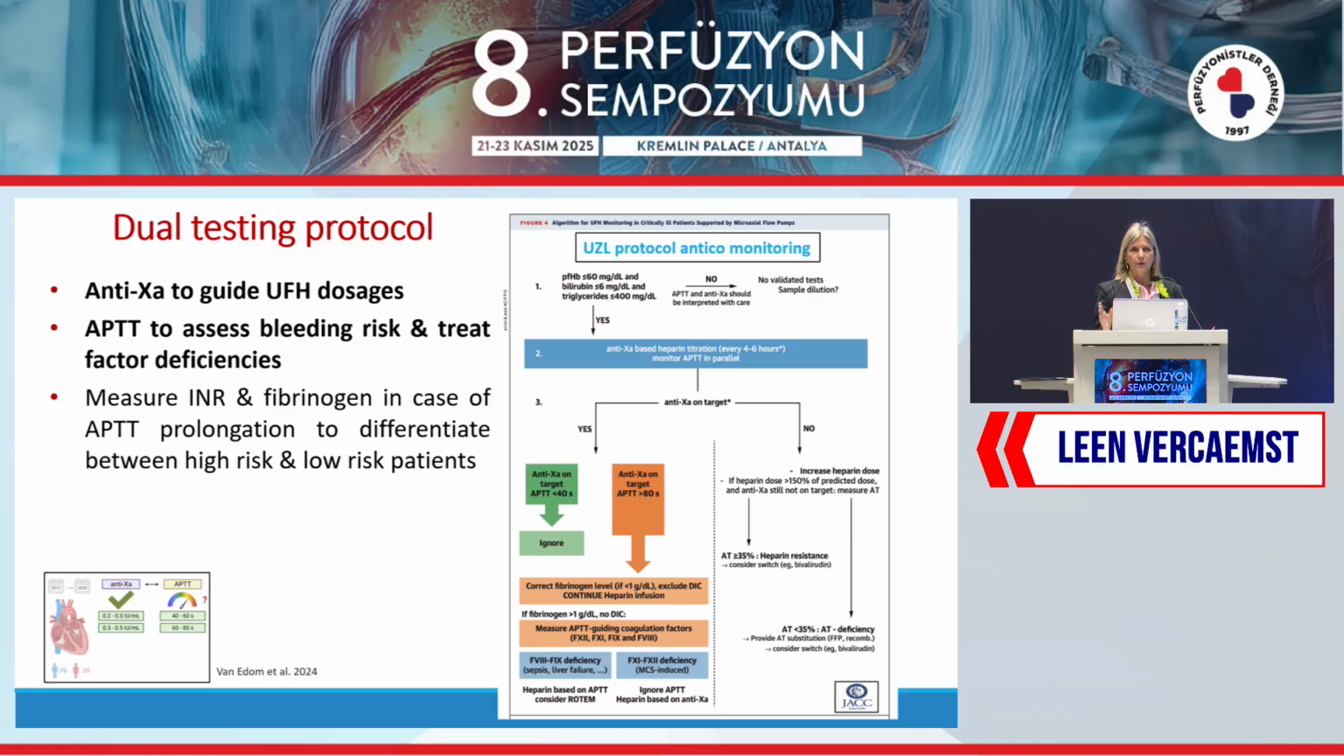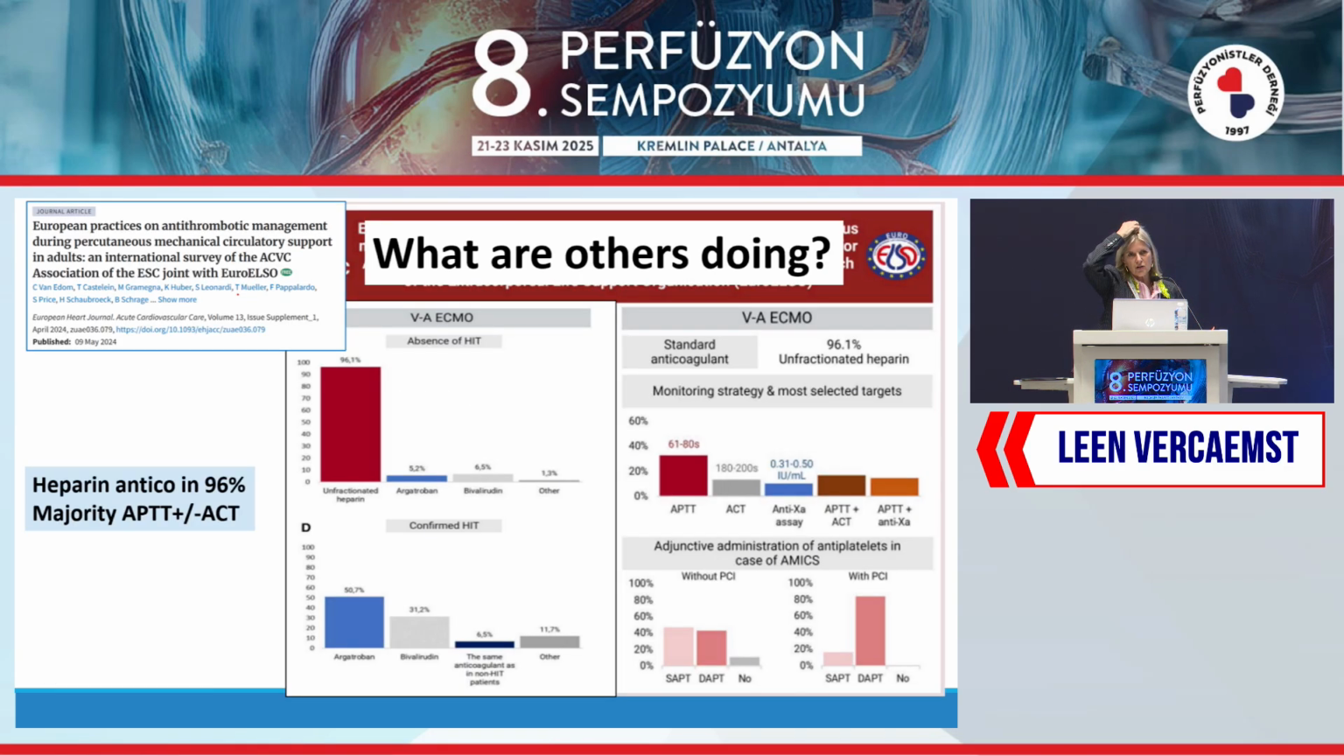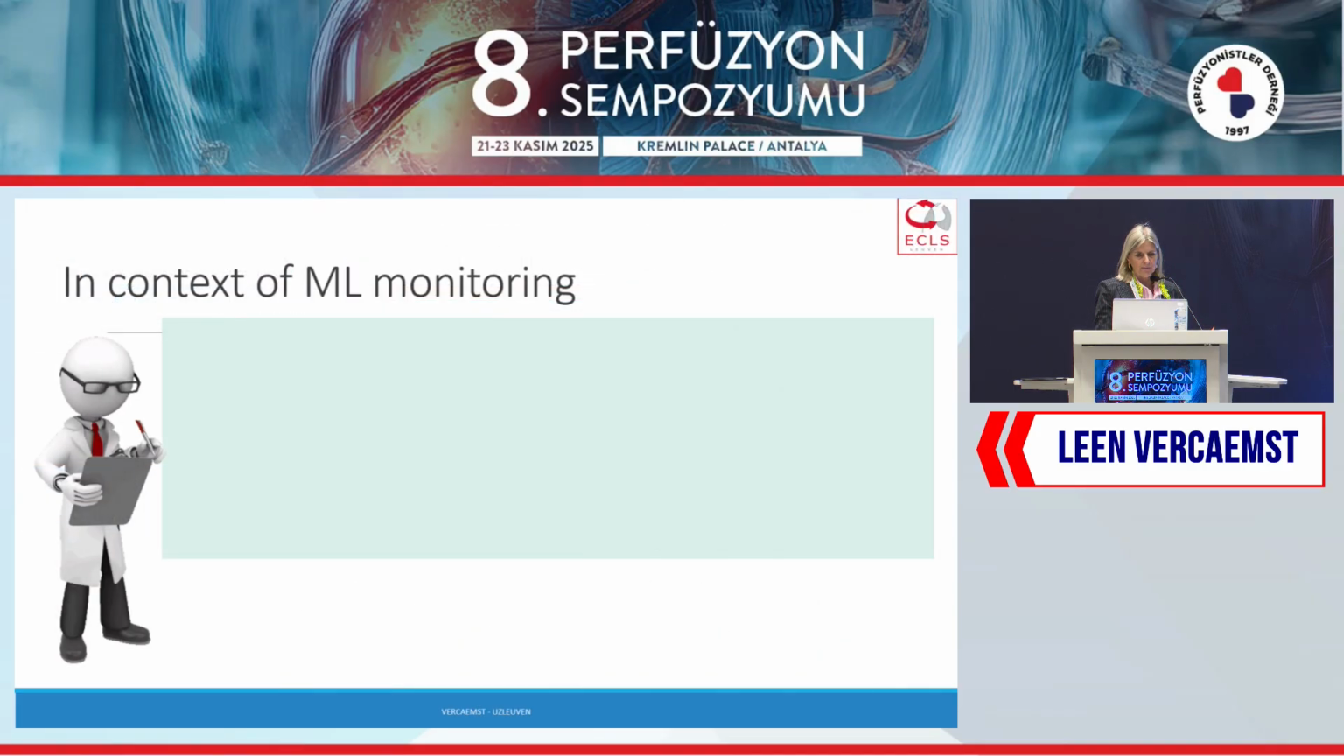It's very straightforward. If your anti-Xa is out of your desired range, what should you do? If your APTT is out of your desired range, what should you do? What are the others doing? That's why I thought I'd tell this, because we did a survey in Europe, and in Europe the majority is giving heparin, that we know, but the majority is monitoring the heparin with either APTT or ACT. Not so many people are doing the dual monitoring, but it really adds a lot to our circuit integrity.